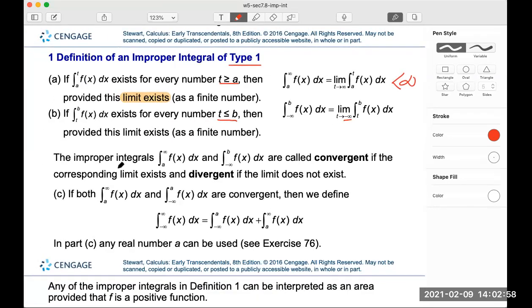So this improper integral is called convergent if the limit exists, and it is called divergent if the limit does not exist. The limit does not exist means that when we take the limit, it goes to infinity or negative infinity. Okay, review this in part 1 if you don't remember.